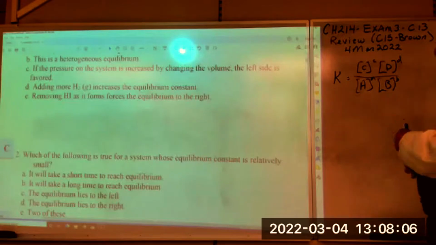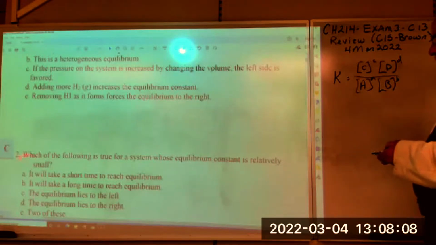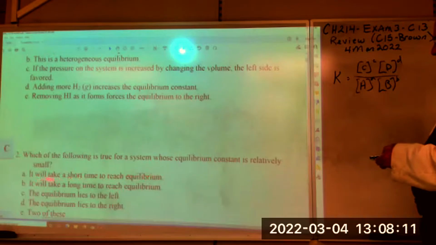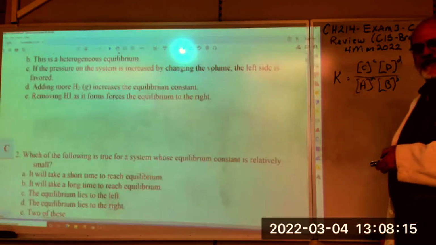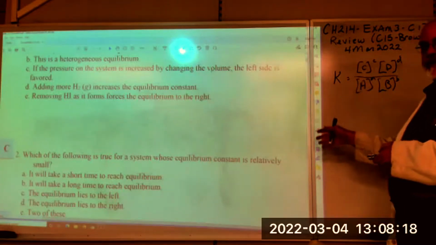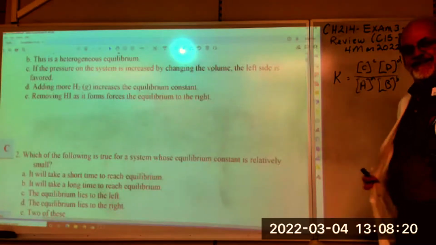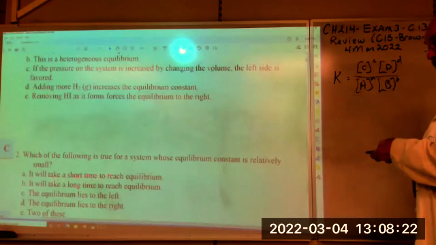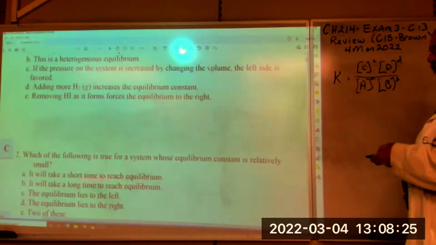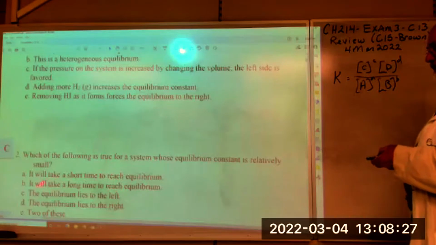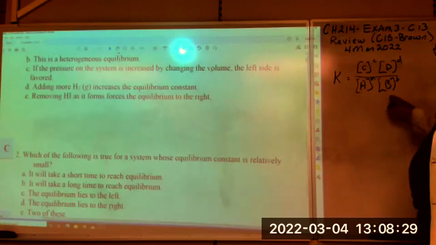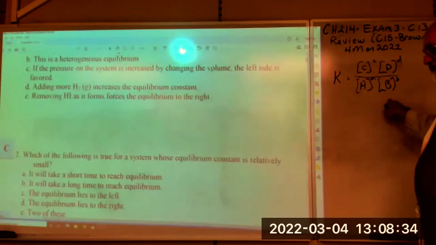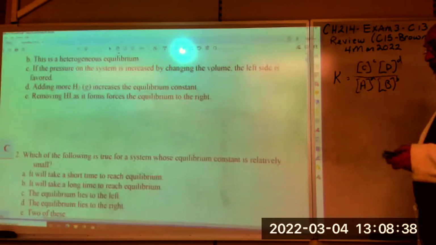So let's see, with that knowledge, it will take a short time to reach equilibrium. That's kinetics, right? Equilibrium has nothing to say about kinetics. So A is not the answer. It will take a long time to reach equilibrium. That's another kinetic statement. The equilibrium lies to the left, which means reactants. Yes, that is true. And it can't lie to the right. So C has to be the answer.